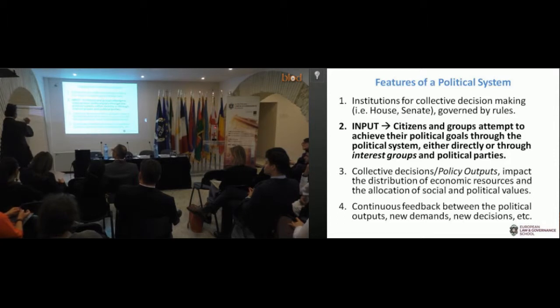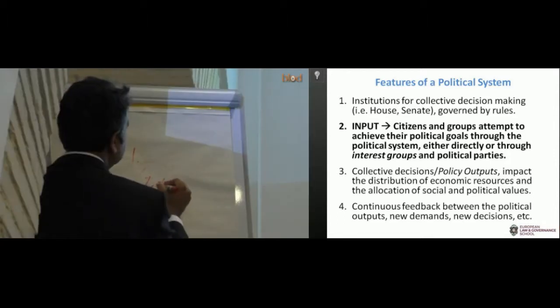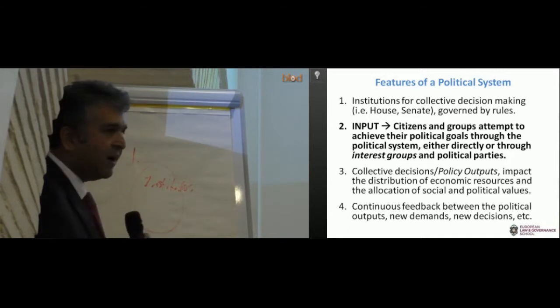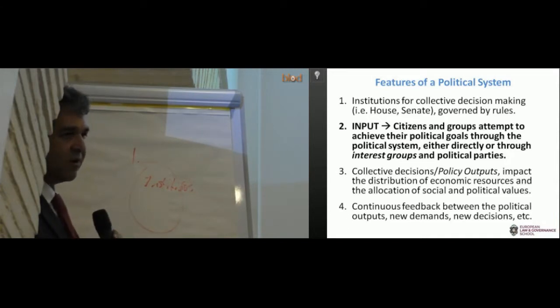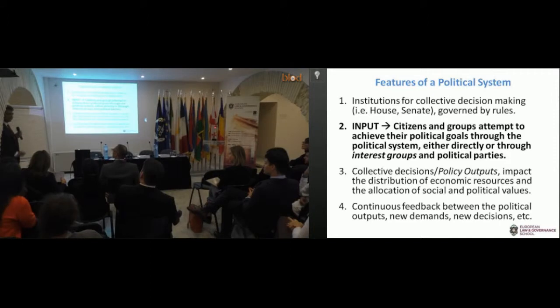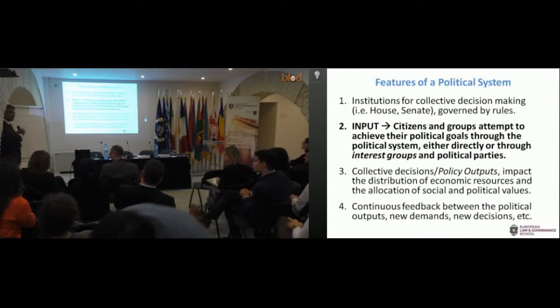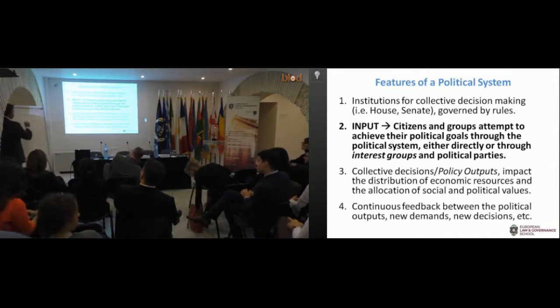The first element is the institutional level. When we talk about institutions in a political system, we're thinking of the House, the Senate, courts, bureaucracies. Those are the institutions involved in all stages of policy making, which, working together, will create laws. So that's the first element.